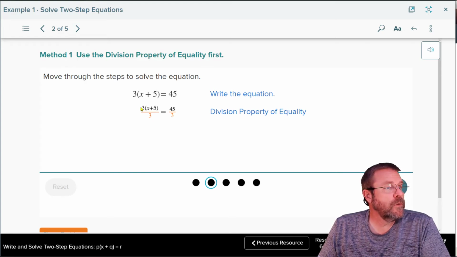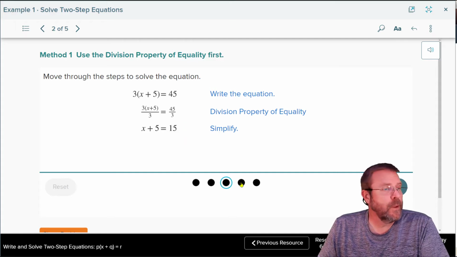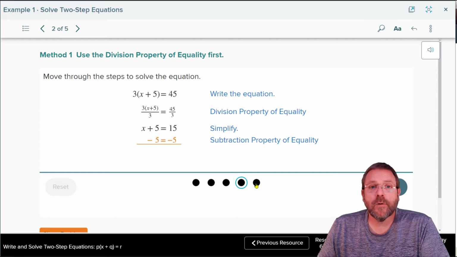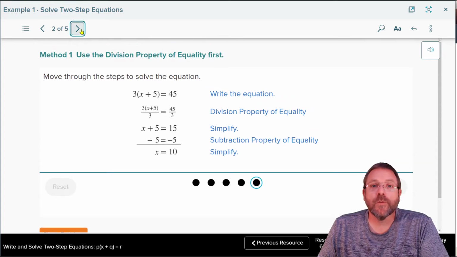These two 3's here, they're going to divide each other out, leaving x plus 5 on the left, and then 45 divided by 3, that's going to equal 15. From there, they subtracted 5 on both sides, isolating the variable the rest of the way to get the final answer of x is equal to 10, which is what they would actually circle and put in their box.